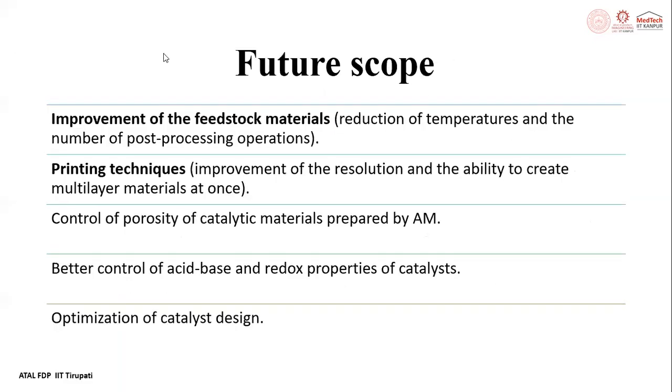If you look at the future scope, improvement of feedstock material is something which is still not there. Feedstock means multiple material mixing. Reduction in temperature and post-processing is another important thing. Printing techniques can improve the resolution, and the control of porosity can be done. Better control of acid-based and redox-based catalysts is also thought of today, and optimization of the catalyst design is playing a very important role.